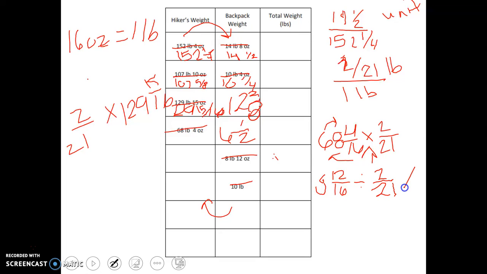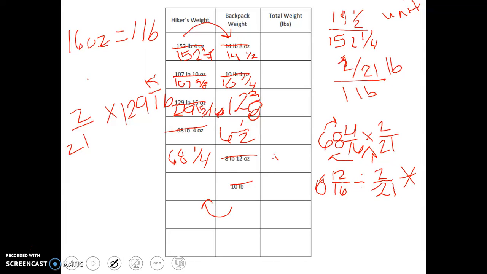I want you to pause your video and try this. When you're ready to resume to check your answer, please do so. You should have copy, dot, flip, and you should also have changed this into an improper fraction, and you should have got that this person weighs 68 and 1/4 pounds.